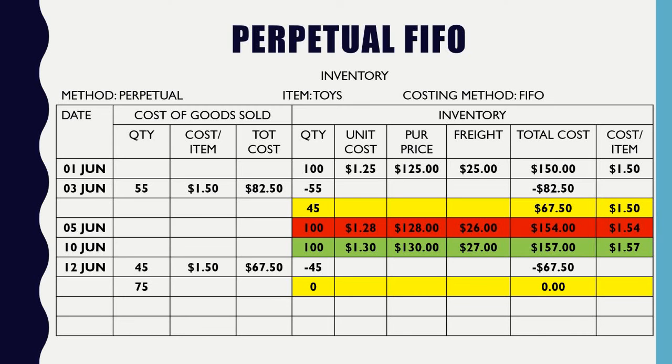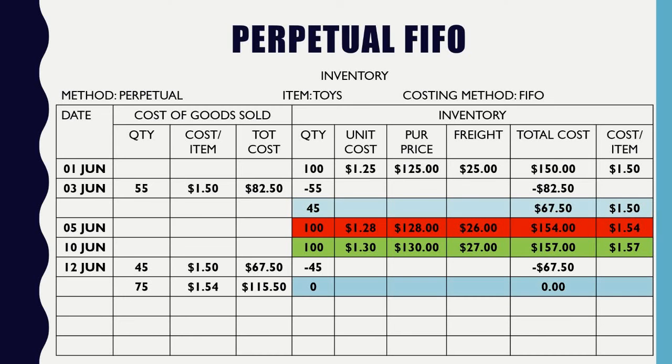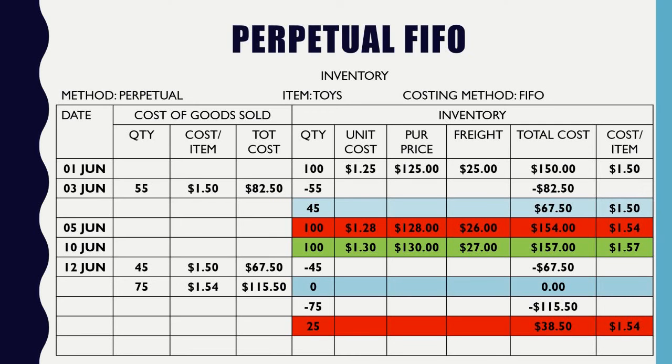Okay? And then now I'm going to go ahead and apply it to my red batch here. Okay? Now that I only have 2 remaining, it's going to cost me $1.54 multiplied by 75. Now I'm going to go ahead and subtract that out to get my new red balance, right, of now 75. 100 minus 75 gives you 25 left, with the amount of $38.50 left. Okay?